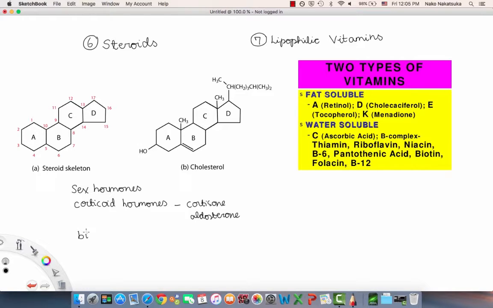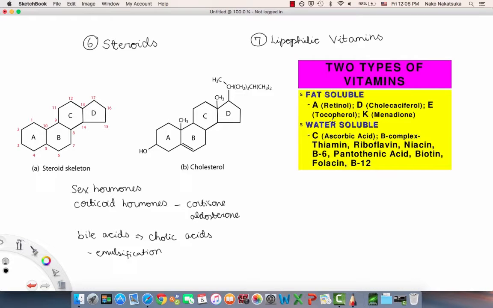We also have bile acids, for example, cholic acids, which aid in digestion by emulsifying fats in the intestine. So emulsification is an important term to know, which is the breaking up of fat globules into smaller droplets so that it's easier for it to be digested. Cholesterol is the biological precursor to all other vertebrate steroids.